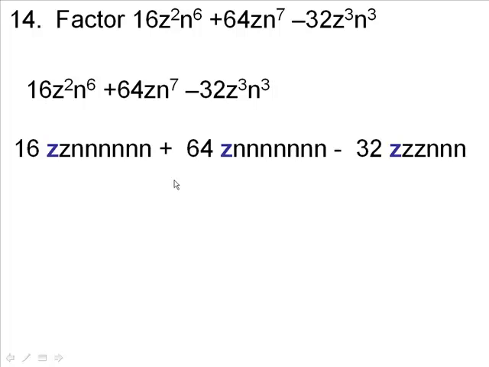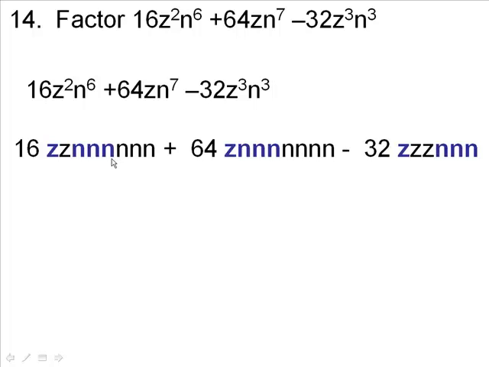Now let's see how many n's. You have 6 n's right here, it says. You have 7 n's right here. You have 3 n's. So every one of them contains 3 n's. Let's highlight those 3 n's. You got 3 n's on each place here.